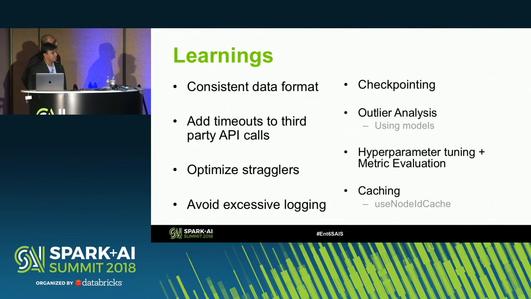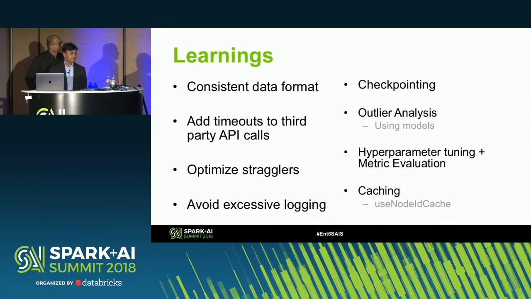Similarly, since we are doing a lot of calls to third-party APIs, it was important that we add timeouts to it. Otherwise, your pipeline will just keep on waiting for the response, and you will not get it. So you don't want to do that. You may want to apply timeouts, and if you do not get a response in the stipulated amount of time, you may just want to time out and fail the record.